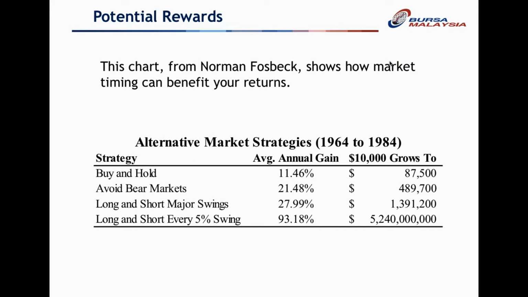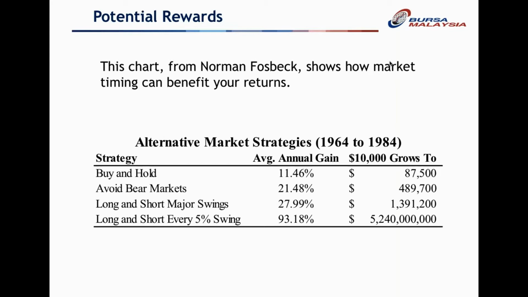And why do we need to learn technical analysis? Because there are a lot of upside rewards. This chart from Norman Forsberg shows how market timing can benefit returns. If you just buy and hold from 1964 to 1984, over a period of 20 years, your $10,000 will grow to $87,500, which is about 11.46% annual gain. But if you learn how to read the chart and avoid the bear markets, you get about 21% per annum, and your $10,000 will grow to $489,000.